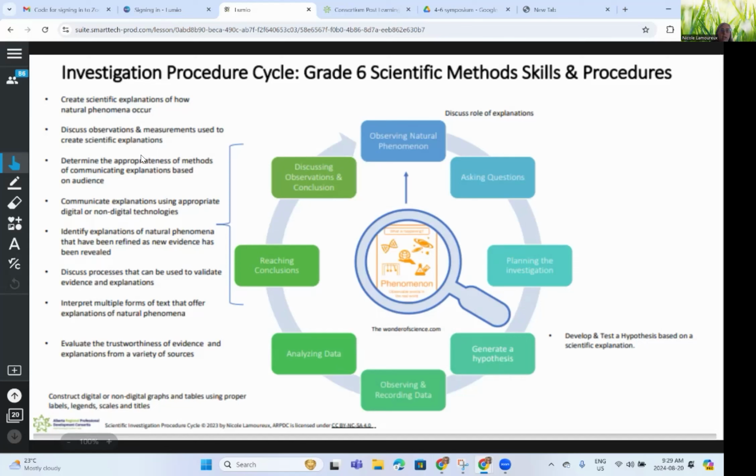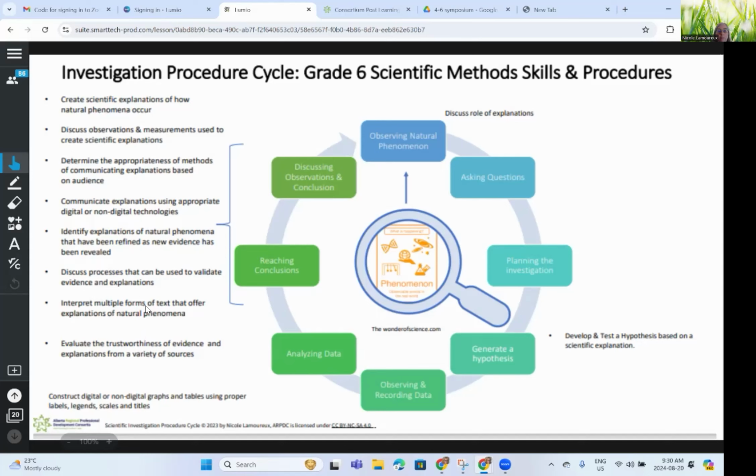We'll talk about how to do that. Discuss observations and measurements used to create the explanation. Well, the explanation is happening at the end. It's answering that question using all of the evidence and data that they've analyzed and interpreted. Of course, they have to think of the audience and how they're communicating this, using digital or non-digital means, and refining changes over time. And then discuss processes that can be used to validate the evidence. That can also arguably happen during the phase, so that's okay there too.